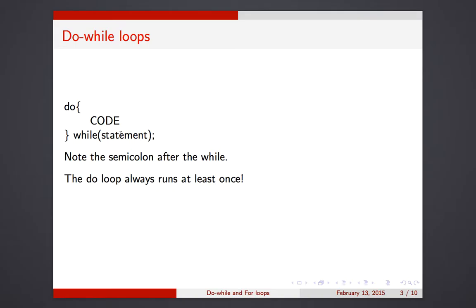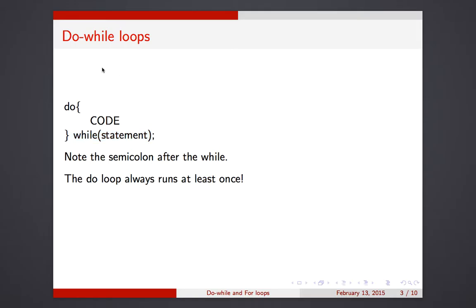The only difference between a while and a do while in terms of what they do is that a do while loop will always run at least once. The reason is that the actual Boolean statement that you check to see if you want the loop to loop back comes at the end.